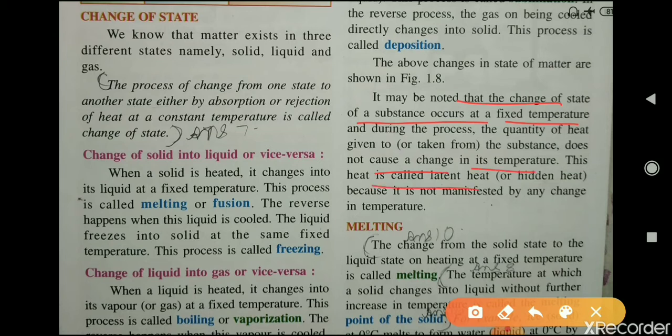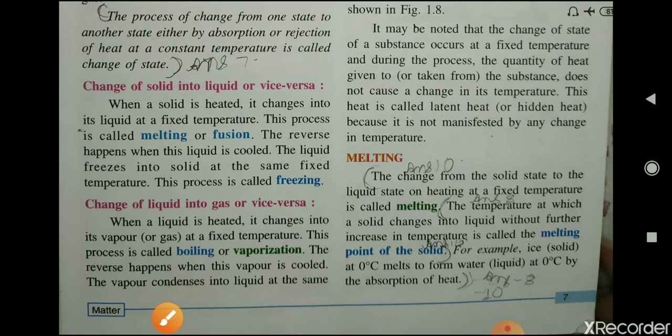This heat is called latent heat because it is not manifested by any change in temperature. Means when at a fixed temperature a substance changes its state, and during the process the quantity of heat given out or taken by the substance or to the substance does not change its temperature. Means it only changes the state, and that heat is known as latent heat.